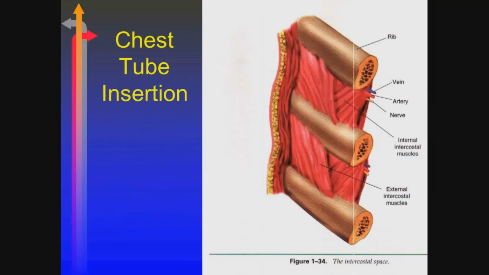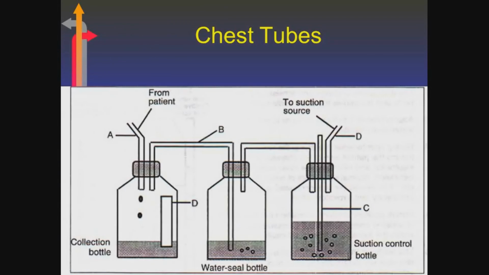Inserting a chest tube, we always want to insert on the... we're not going to do this, but for tension pneumothorax, doing needle aspiration certainly is within the scope. But you want to go on the superior surface rather than the inferior, because that's where the nerve, arteries and veins are located.